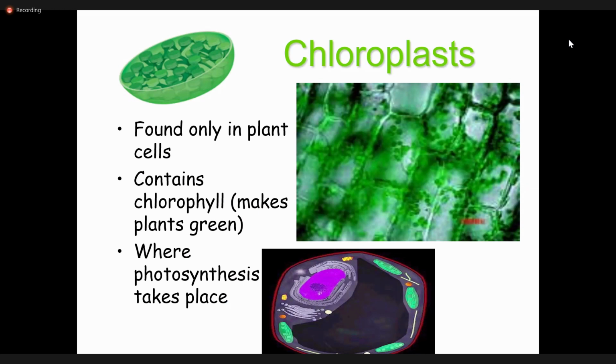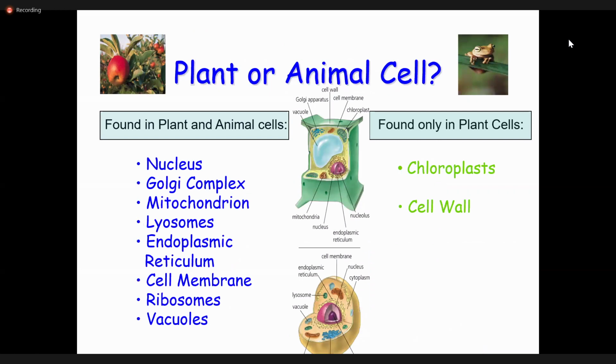Photosynthesis takes place in sunlight. Found only in plant cells are the chloroplasts and cell wall. But the rest, nucleus, Golgi complexes, mitochondria, lysosomes, endoplasmic reticulum, cell membrane, ribosomes and vacuoles, are found in both plants and animals. This is the thing.